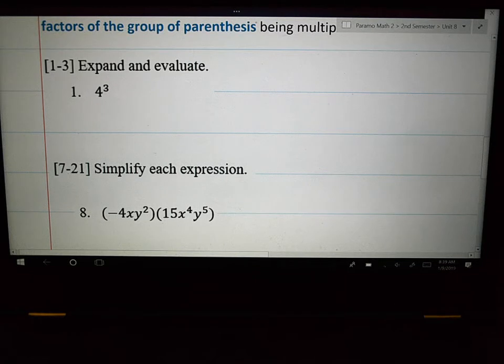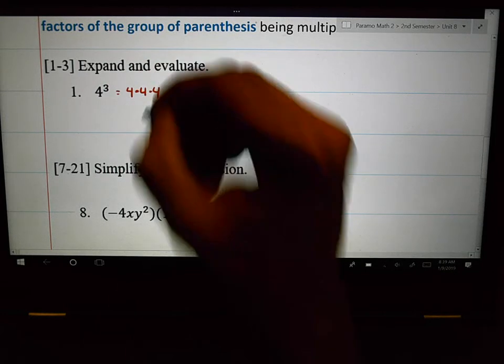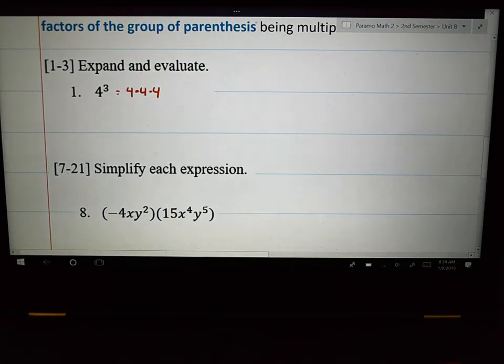You have the worksheet in front of you. If you would like to do this on your worksheet, I would recommend that you do that. Number 1, it says expand and evaluate. So 4 to the 3rd power means 4 times 4 times 4. There are 3 factors of 4. Expanding it means, well, what does it represent? Evaluate means, figure it out, simplify it. What does that equal? Now, some of you want to use the calculator on this. We're going to have to do it by hand.